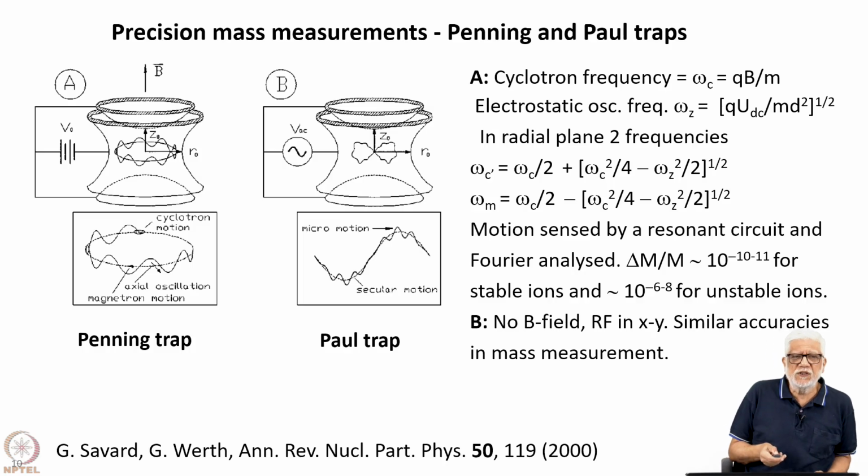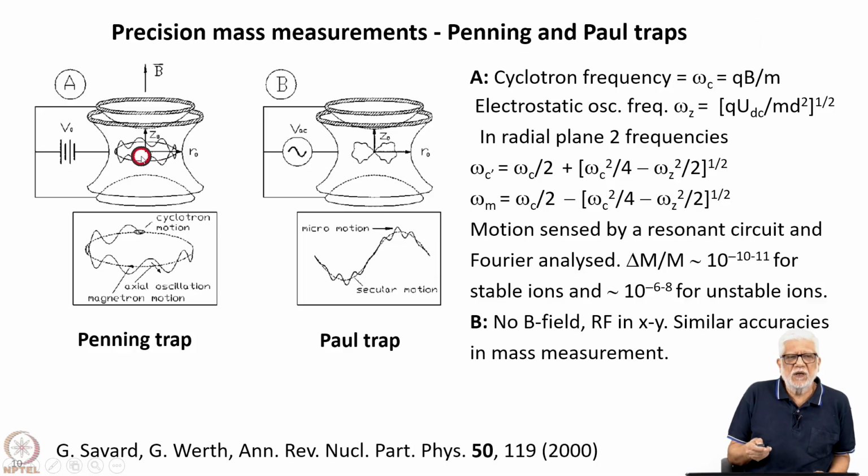So, one uses the magnetic field and the cyclotron frequency, whereas the other technique, the Paul trap technique, does not use a magnetic field at all. So, let us come to the Penning trap. There, what happens is that you have a cyclotron frequency which is like this.